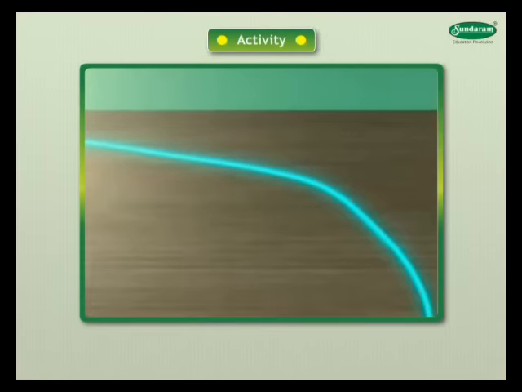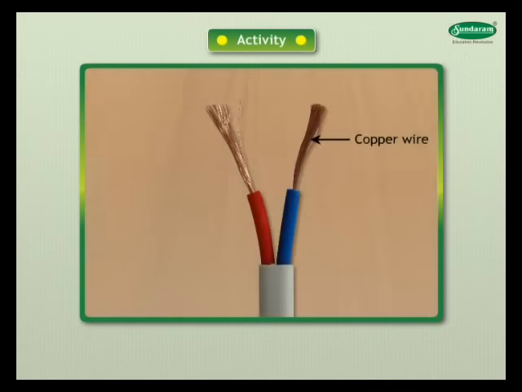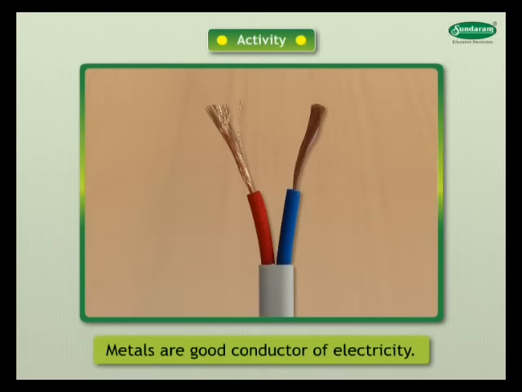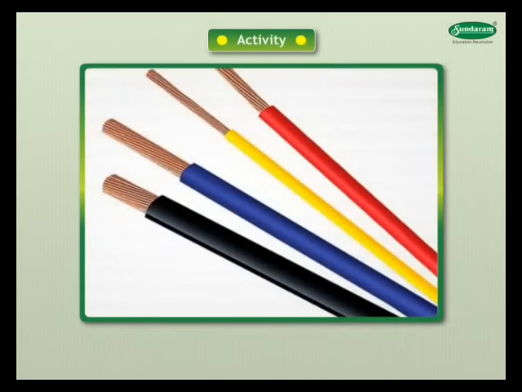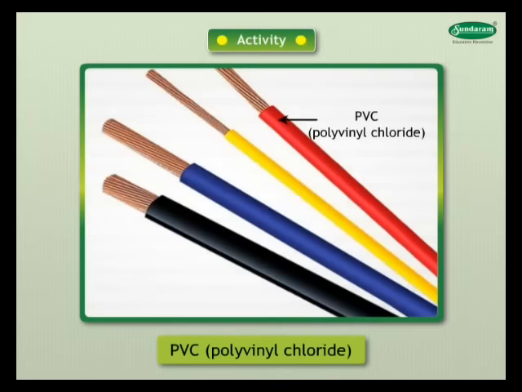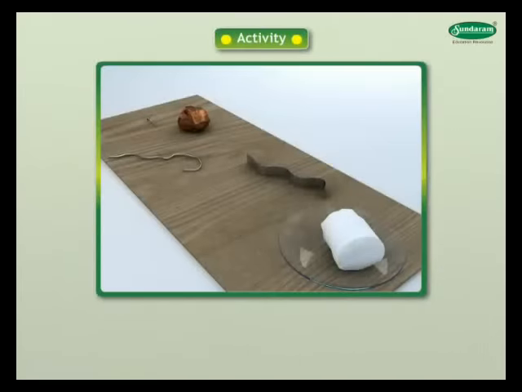Now look at this electric wire. What is the inside and outside material of an electric wire? Copper wire is inside. It is covered with PVC, that is, polyvinyl chloride. This shows that metals are good conductors of electricity. Electric wires are made of copper having an outer coating of PVC, that is, polyvinyl chloride, since PVC is a bad conductor of electricity.